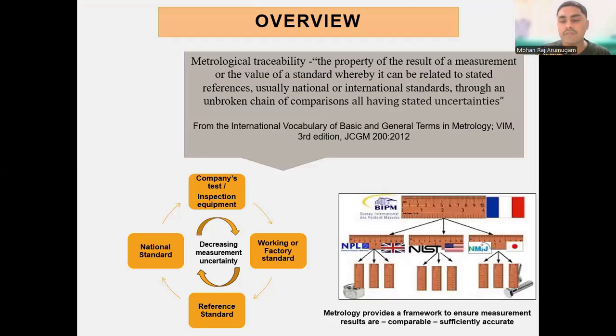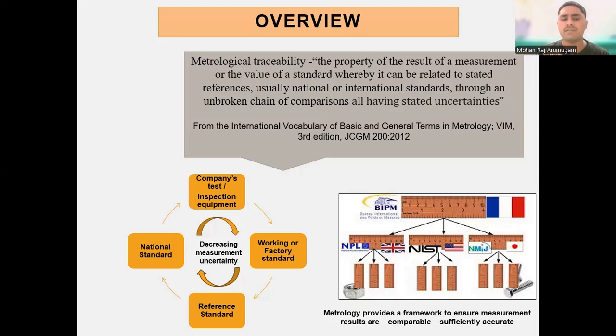So my first slide will be on the definition of metrological traceability. It is the property of the result of a measurement or the value of a standard whereby it can be related to stated references, usually national or international standards, through an unbroken chain of comparisons, all having stated uncertainties. This statement was cited in the International Vocabulary of Basic and General Terms in Metrology.